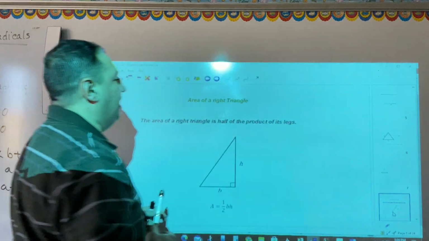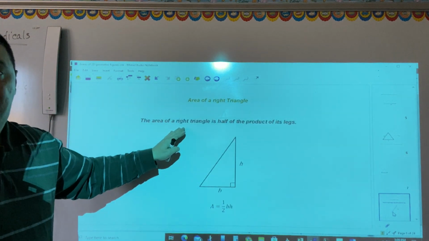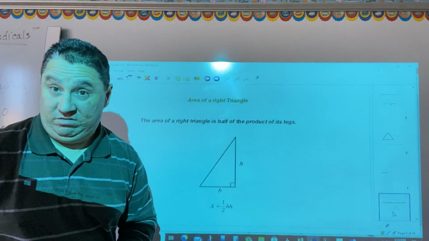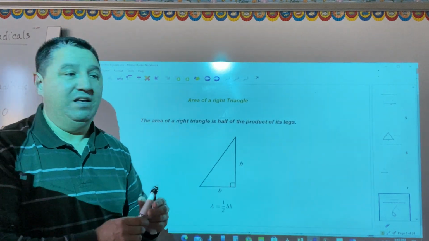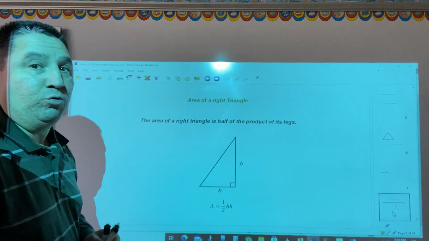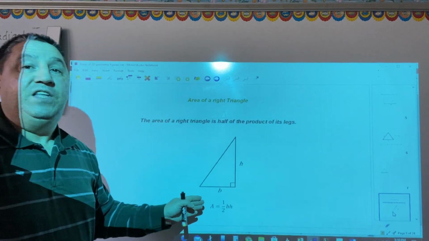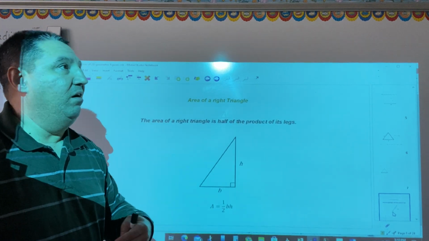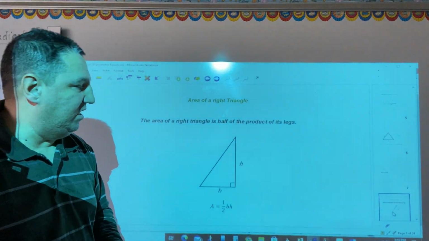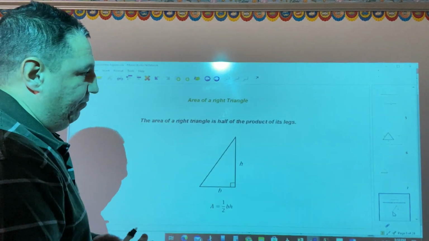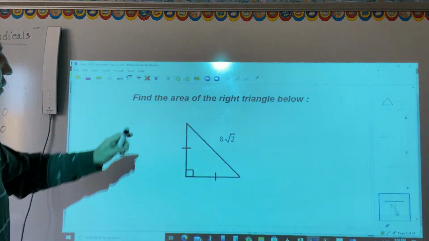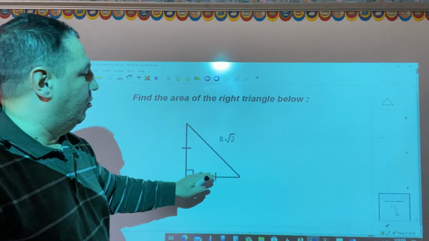When we have a right triangle, the area of a right triangle would be half of the product of the legs. It's easy this time, right? Why? Because the legs are perpendicular to each other. One of these legs would be the base, and the other leg would be the height. And it's easy, right? So let's have an example. Find the area of the right triangle below.